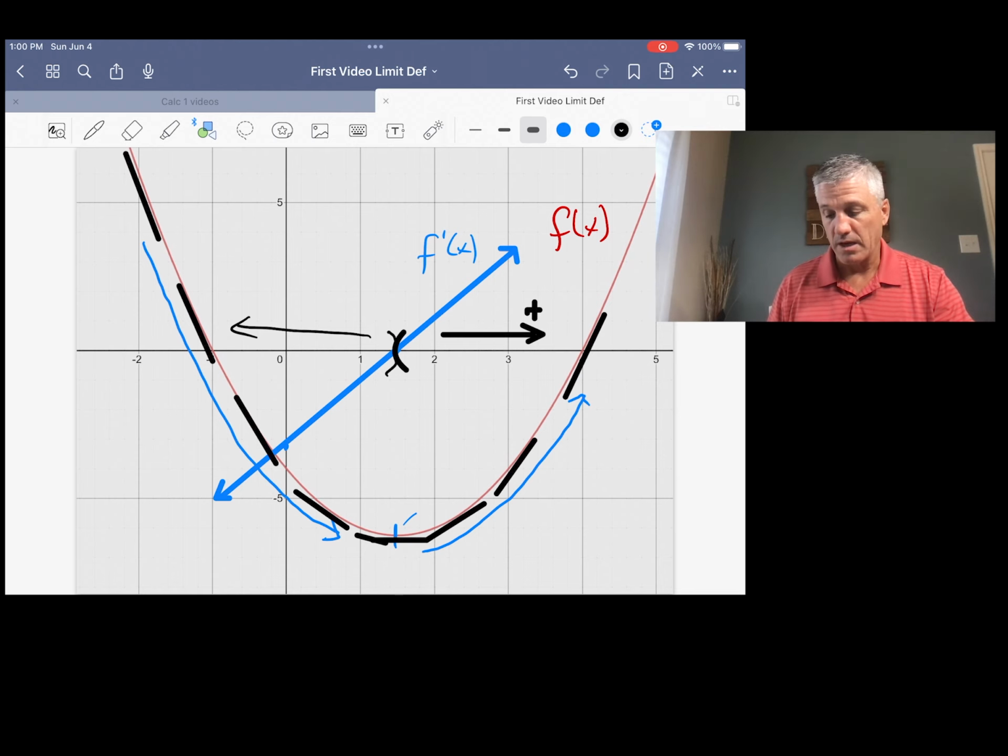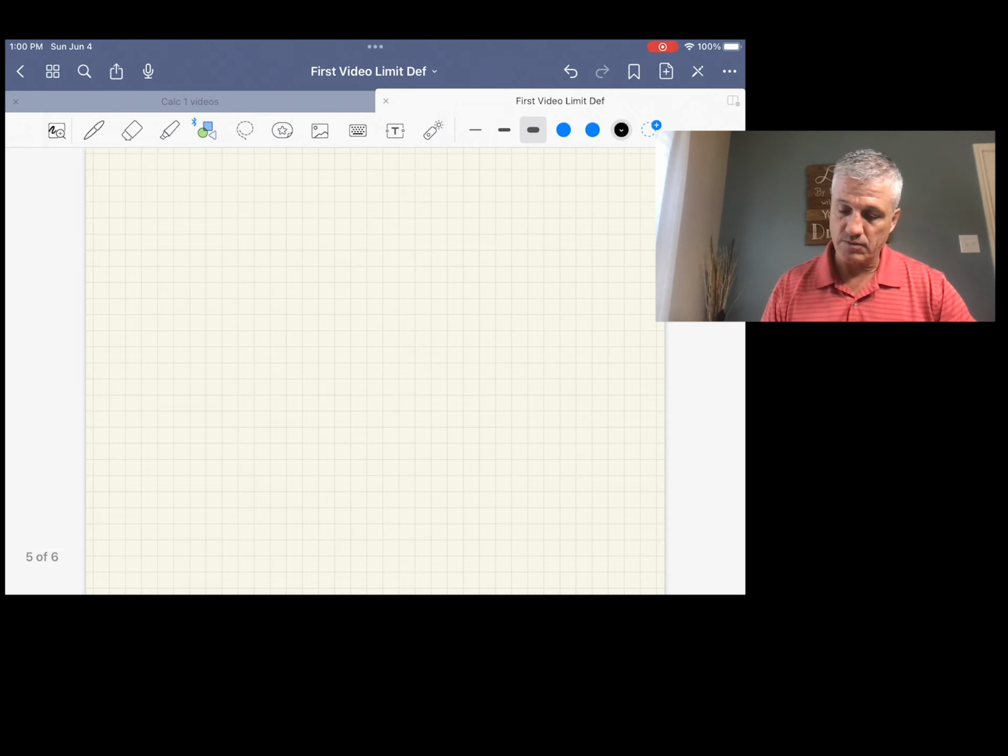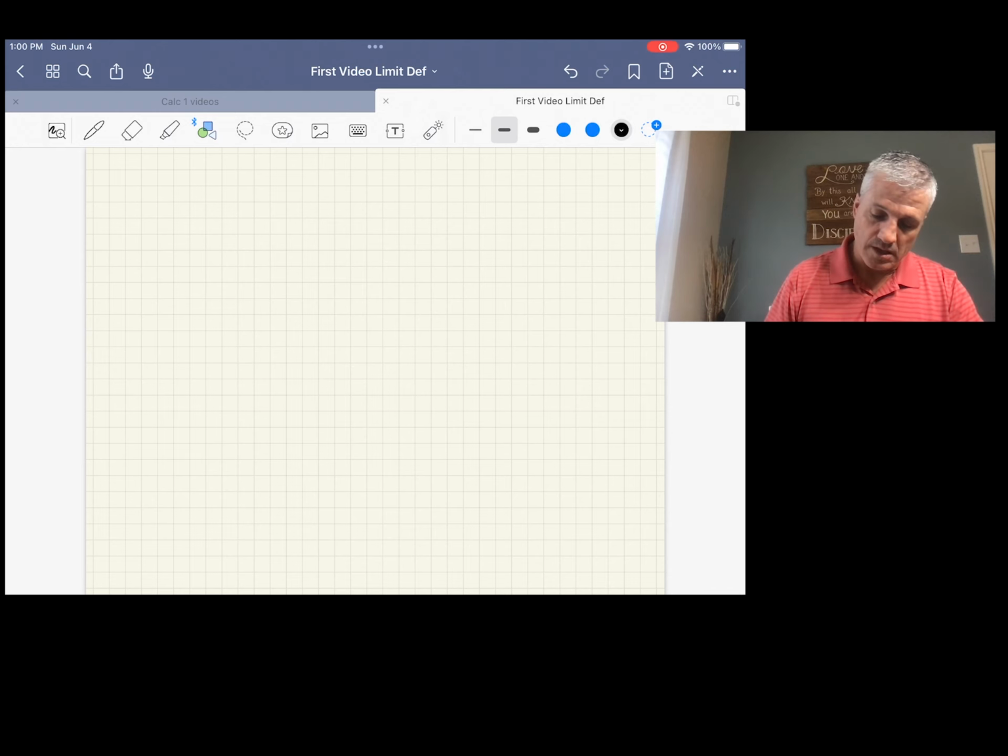All right, so let's have you try one. What I'm going to do here is give you an example, and I want you to pause the video and try to work it out, and then I'm going to show you how it works. Okay, so let's see here. Let's go with the function f of x equals 2x squared minus 5x plus 1.